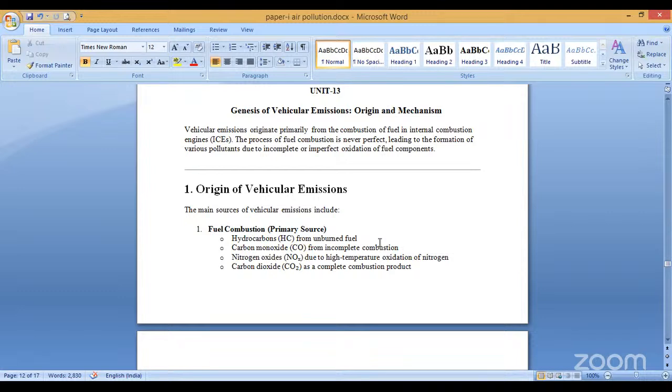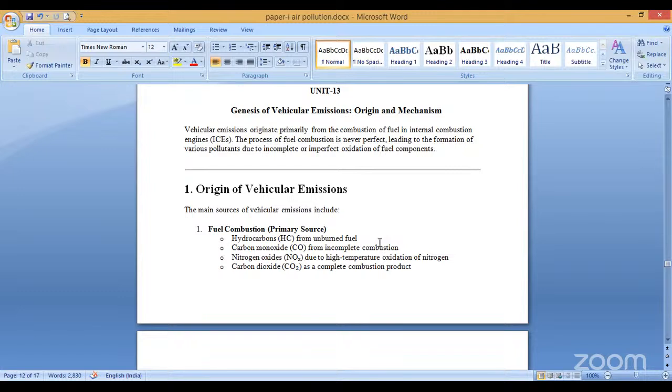Unit 13, Agencies of Vehicular Emissions, and the origin and mechanism. Vehicular emissions originate primarily from the combustion of fuel in internal combustion engines. The process of fuel combustion is never perfect, leading to the formation of various pollutants due to incomplete and imperfect oxidation of the fuel components. The origin of vehicular emissions.